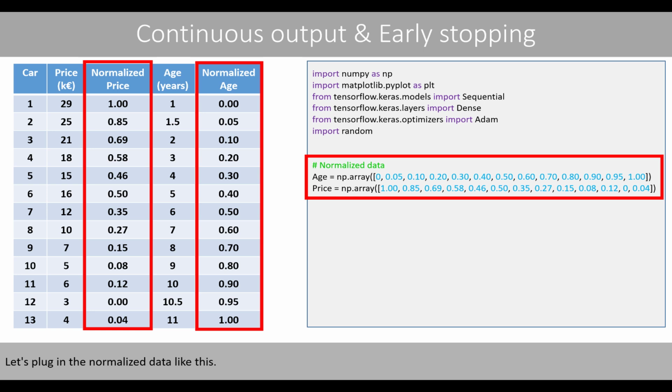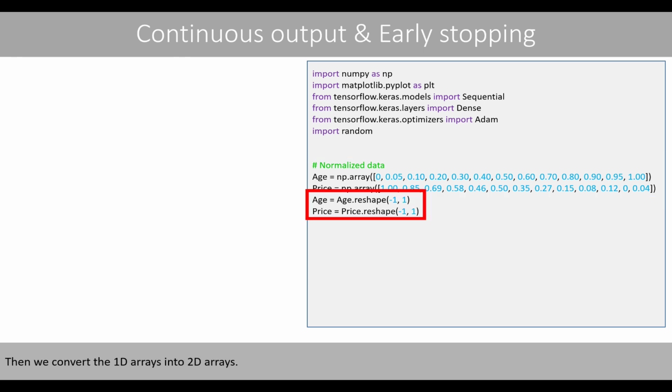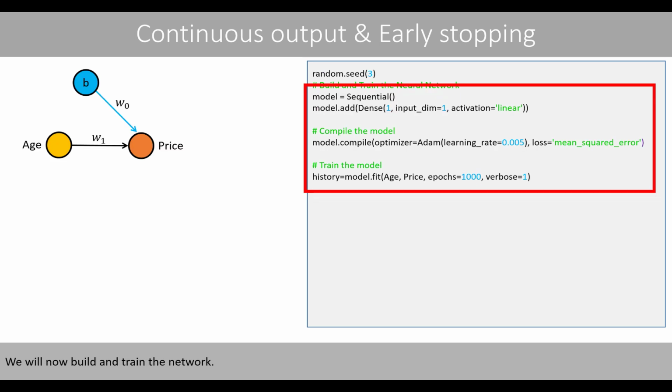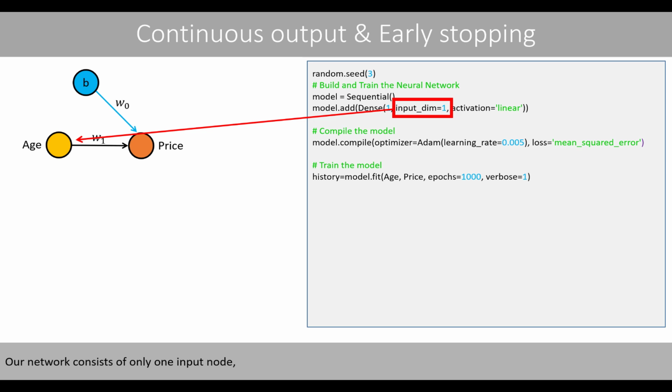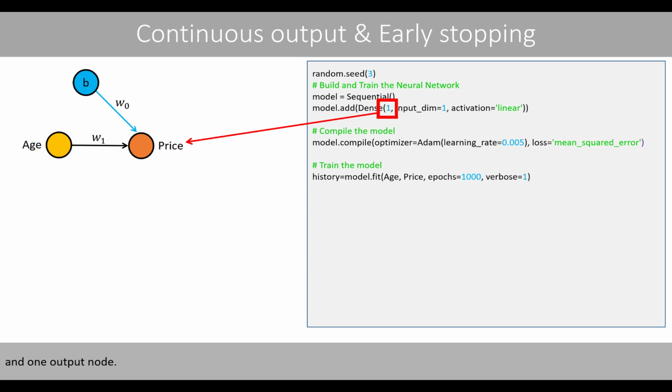Let's plug in the normalized data like this. Then we convert the one-dimensional arrays into two-dimensional arrays. We will now build and train the network. Our network consists of only one input node and one output node.